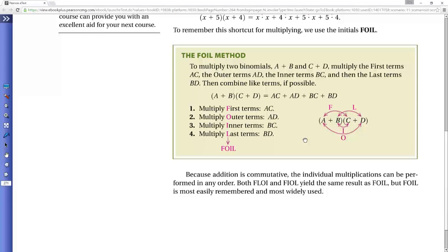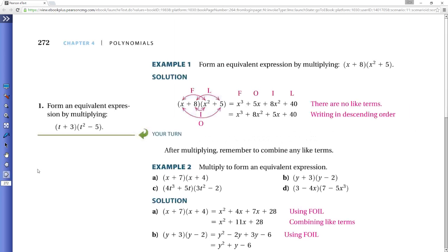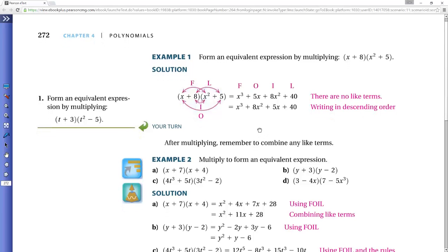They show this a couple different ways. Okay, not that crucial for actually getting your product or the result of this multiplication, but it will become more important when we get to factoring. So I can use this anytime I have a binomial times a binomial. It doesn't matter what the term or degree of each term is. I can use this method of first times first, outer times outer, inner times inner, last times last.